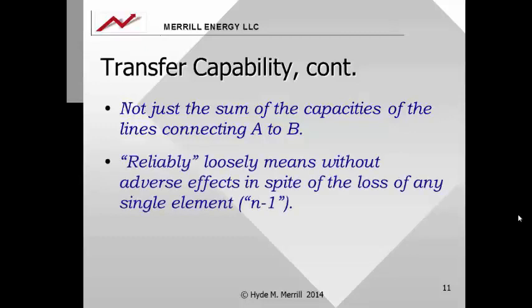Reliably loosely means without adverse effects in spite of the loss of any single element. That is, the 1100 megawatts of incremental transfer capability would continue or would not jeopardize the system, would not cause a problem for the system if any single element of the transmission system went out of service unexpectedly.